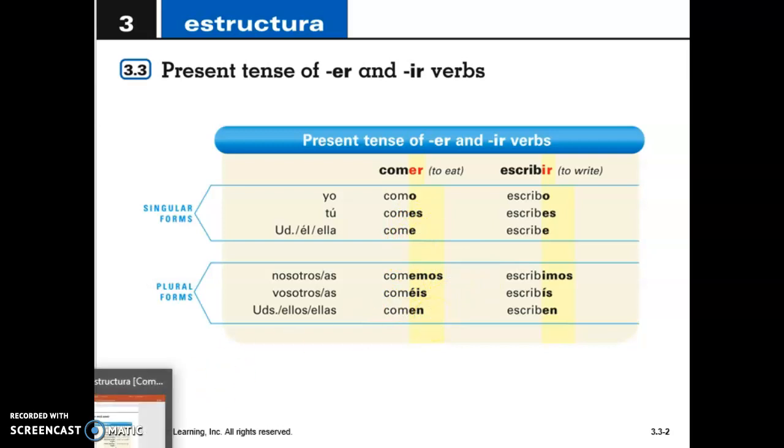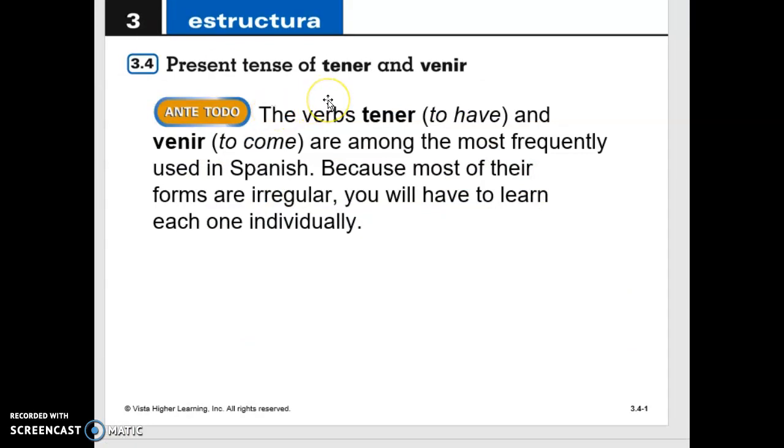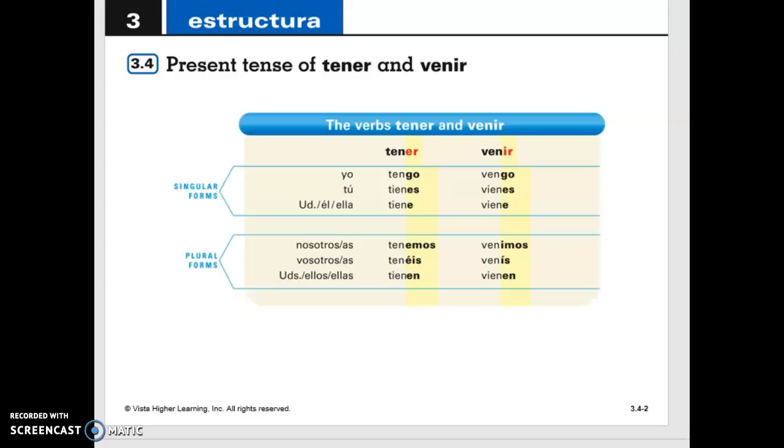Okay? Now, our last topic is going to be the present tense of tener and venir. So now that we talked a little bit about the endings of the verb conjugation for ER and IR, it is important to talk about tener and venir. Tener means to have, and venir means to come. However, they have a little irregularity in the conjugation. That's why we're going to talk about them individually, okay?